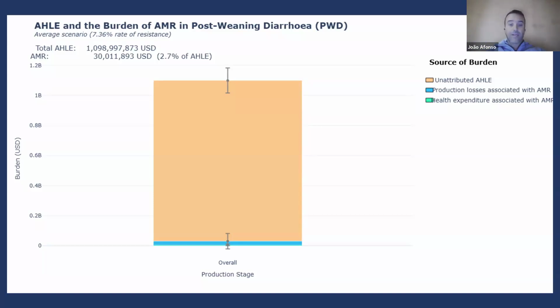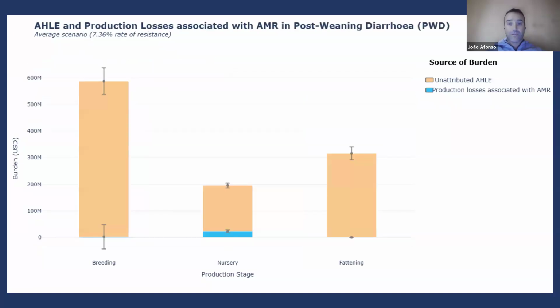So we can see that antimicrobial resistance in post-weaning diarrhea would contribute to approximately 2.7% of the animal health loss envelope. And you can see the breakdown according to production losses and health expenditure, where you can perceive that production losses are the major contributor to the burden associated with this health problem. You can also see it according to production stage. Here we can see that nursery, for example, is the production stage capturing the majority of the burden.